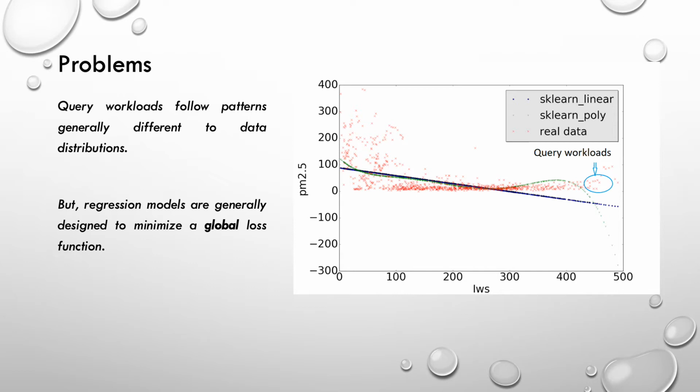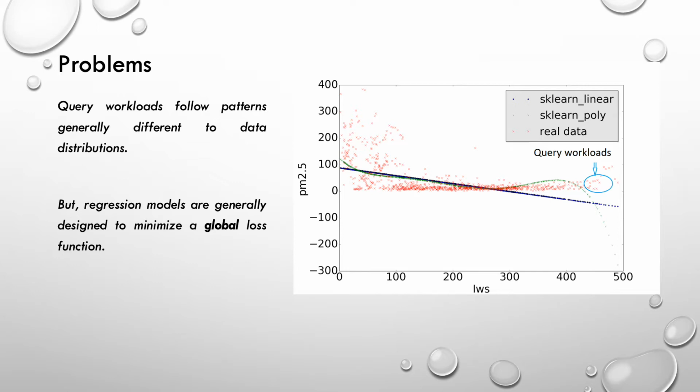Here is a one-dimensional example for the Beijing PM2.5 dataset from the UCI machine learning repository. We have trained a linear and a polynomial regression model to predict the PM2.5 value for a given cumulated wind speed. As the regression models are trained to minimize a global loss function, both regressions fit the data well. However, if people are interested in the subregion as shown in the blue circle here, then neither regression will work well.